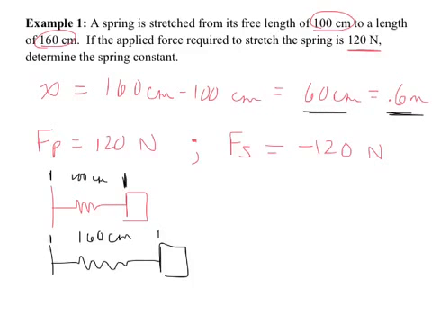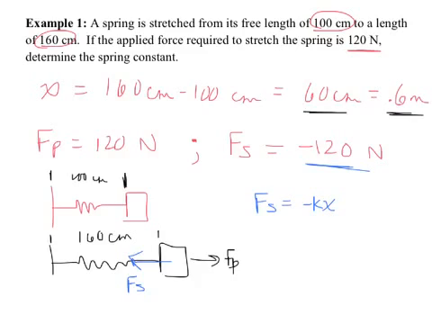So since the applied force is to the right, this is Fp, I'm pulling to the right. Which way does the spring want to pull? The spring wants to pull back to the left. So the restoring force, Fs, felt by the spring is negative 120 newtons. So we go ahead and take a look at our formula. Fs equals negative Kx, that's Hooke's law.